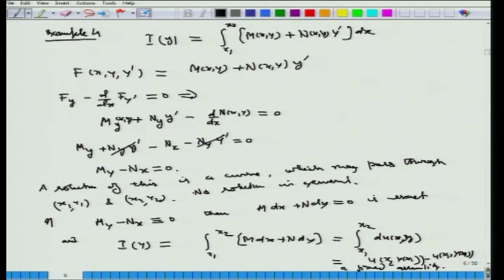So there will not be a solution of this problem in general, and if it has, then there is only one curve which is passing through those 2 points.